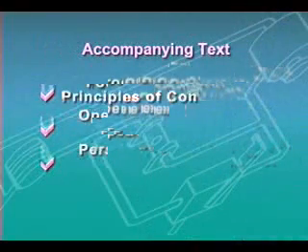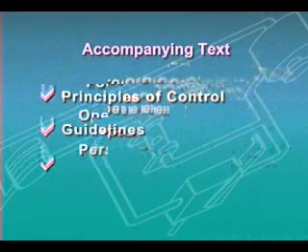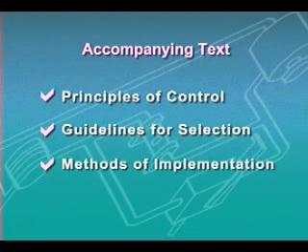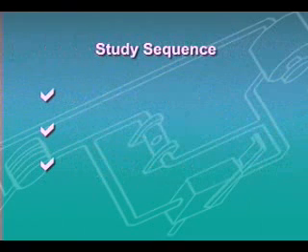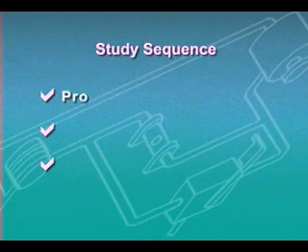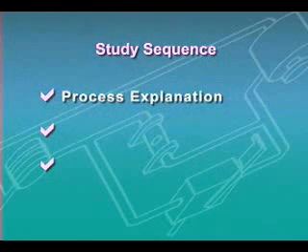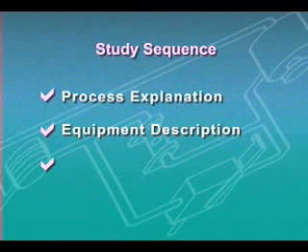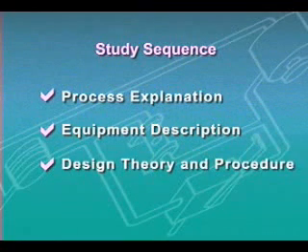The text that accompanies this presentation explains the principles of control and presents guidelines for selecting control instruments for various processes and their methods of implementation. After viewing this introductory video, please follow the sequence outlined here. First, read the process explanation. Then, review the equipment description. Finally, study the design theory and procedure.